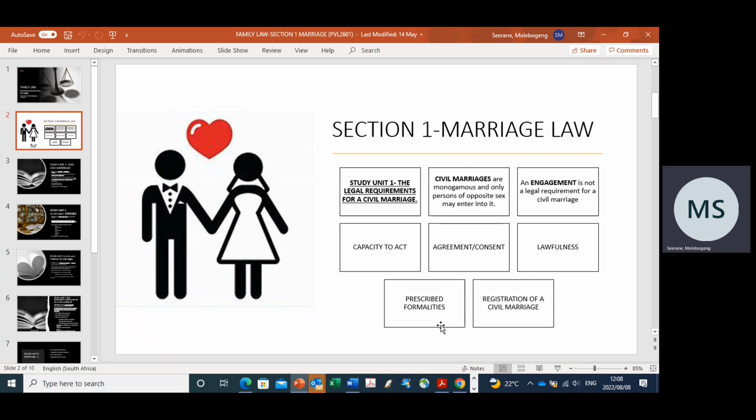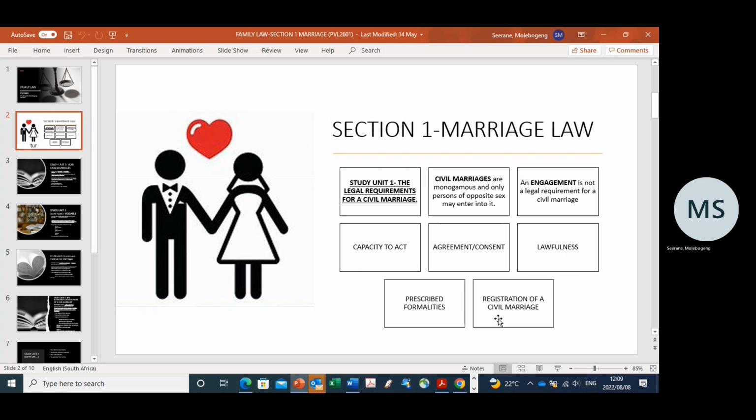So now we move to the last requirement of the marriage, which is the registration of the civil marriage. The registration of a civil marriage is usually done after the wedding ceremony. The marriage officer who solemnized the civil marriage, the parties thereto, and two competent witnesses must sign the marriage register immediately after the wedding. The marriage officer then sends the marriage register to a regional or a district representative of the Department of Home Affairs.